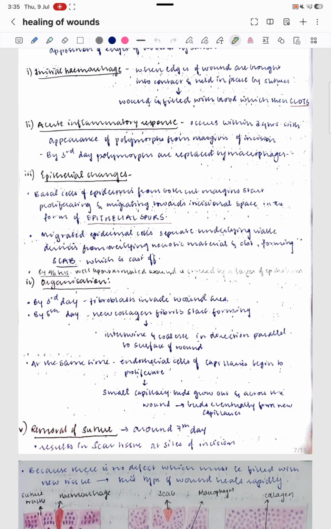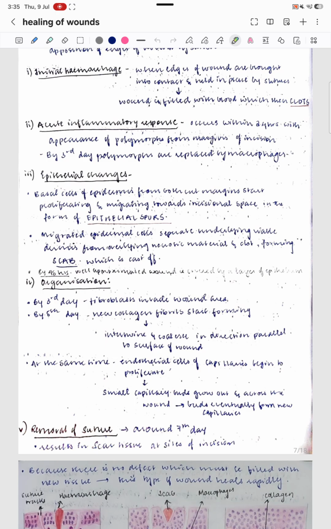Now migration of the epidermal cells separates the underlying viable tissue from the overlying necrotic material and clot. That clot is called scab. So initially when you get a wound, you have this brown covering over the wound. This type of covering that falls off with time is your scab. Then by approximation, the wound is covered by a layer of epithelium. Sometimes when the scab goes off, the epithelium covers the wound.